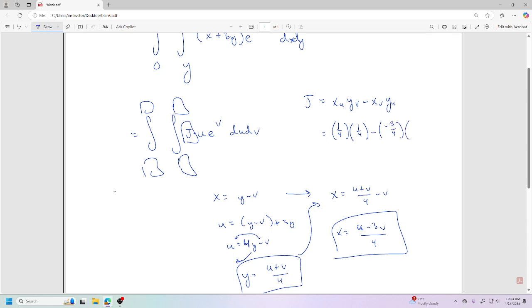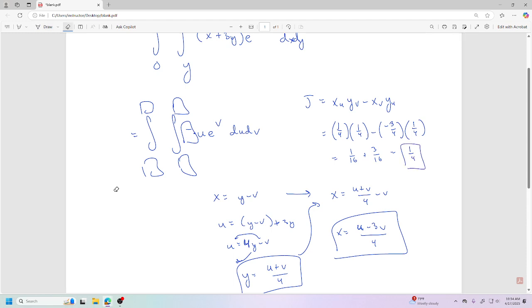And then finally, this guy in terms of u. 2 negatives make a positive, so we're going to get 1/16 plus 3/16 is equal to 1. Yep, 1/4. So that's my Jacobian. I can now basically rewrite this thing and say there's a 1/4 in the front.